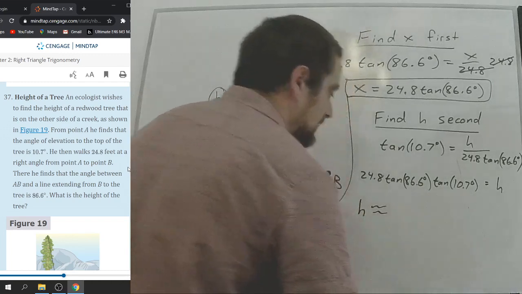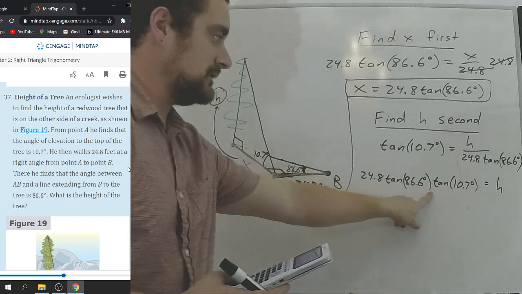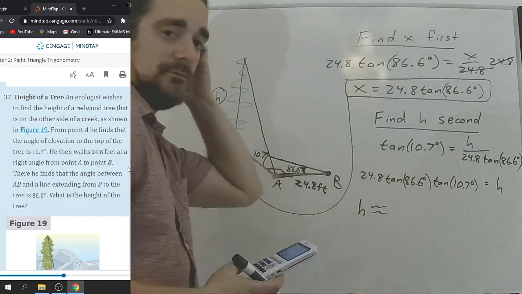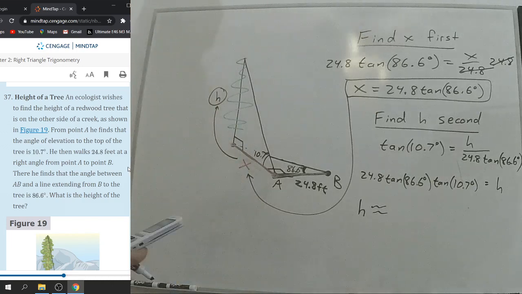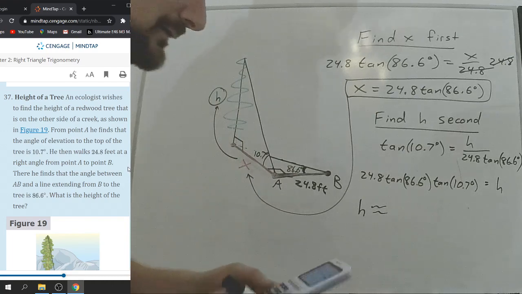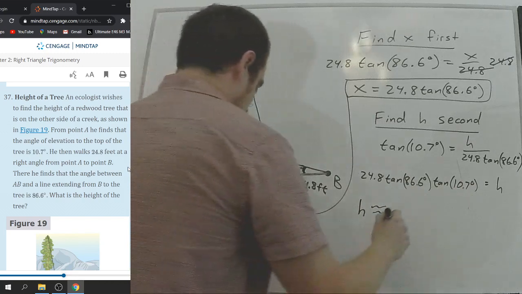Now we'll pick up the calculator and just let it do all the remaining work. So 24.8, tangent 86.6. Make sure you close those parentheses off because you don't want a tangent function buried inside of your other tangent function. That's going to be really weird. So close off those parentheses, then do another tangent function, 10.7. And again, it's just good practice. Close off that parenthesis too. Let yourself know that you're done typing everything in.